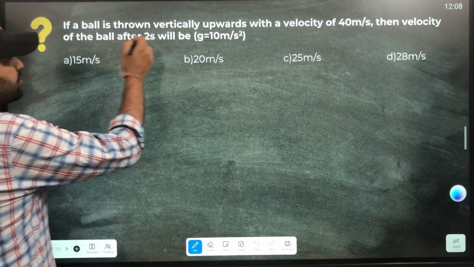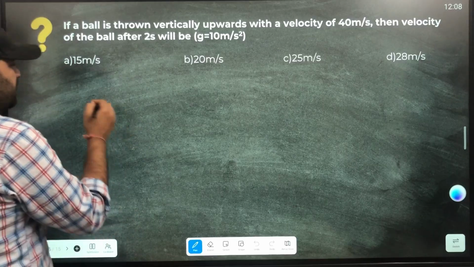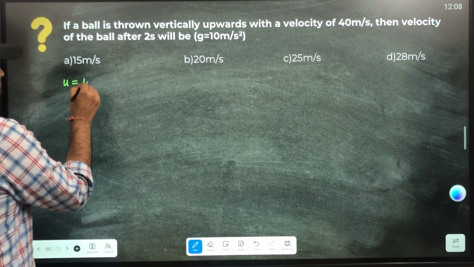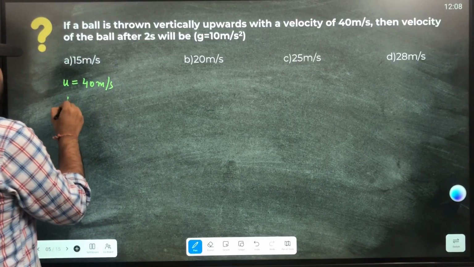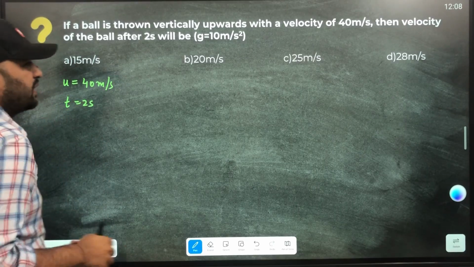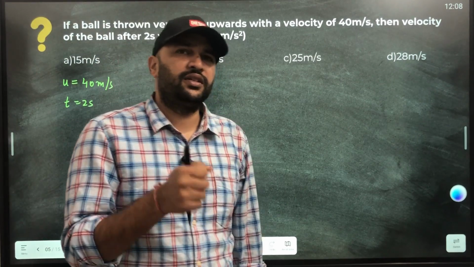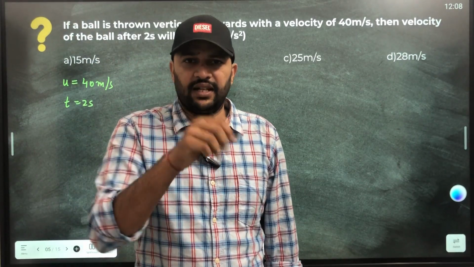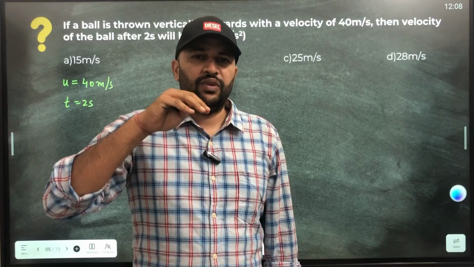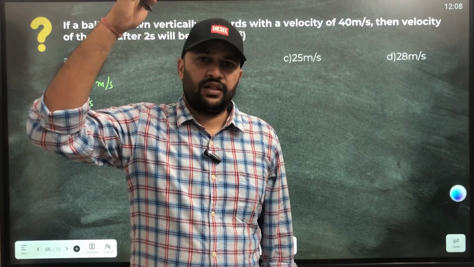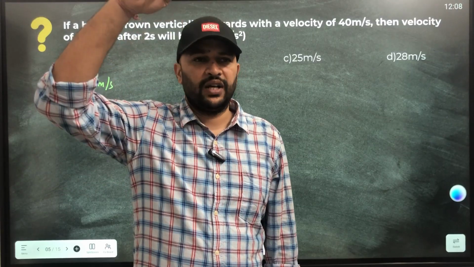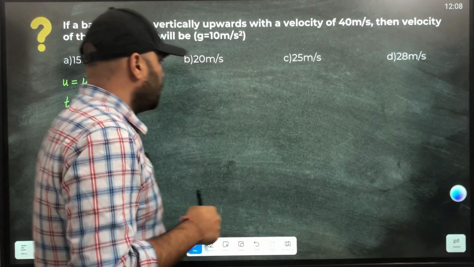Great. If a ball is thrown vertically upward with a velocity 40 meter per second, so initial velocity is how much for the ball? 40 meter per second. Then the velocity of the ball after 2 seconds, t equal to 2 seconds, will be how much? Now, when something is going upward, it is obvious that the velocity decreases at each and every instant, right? If it will not be 0 at the highest point, which means it will go further.